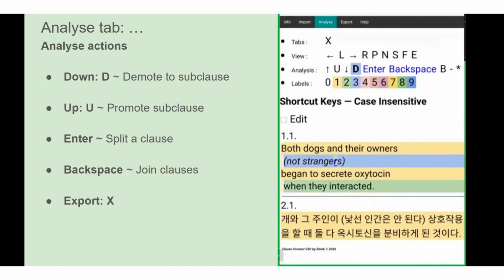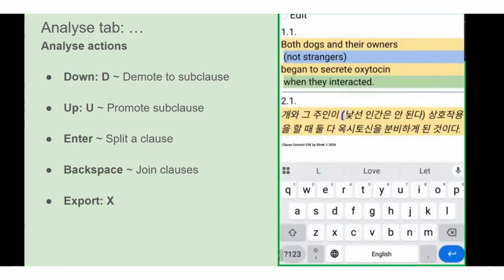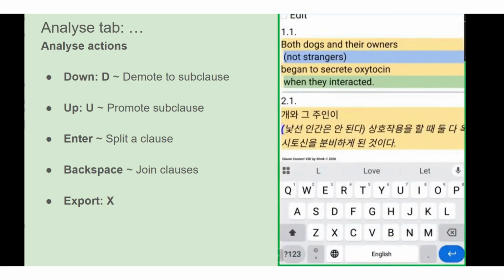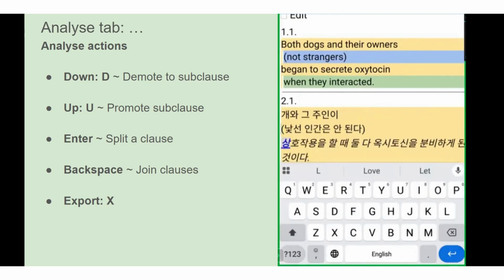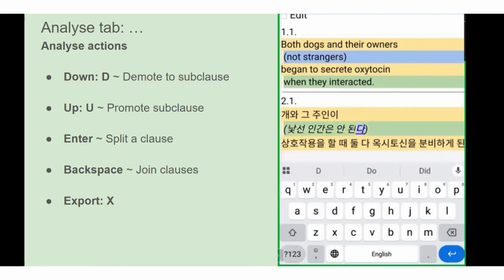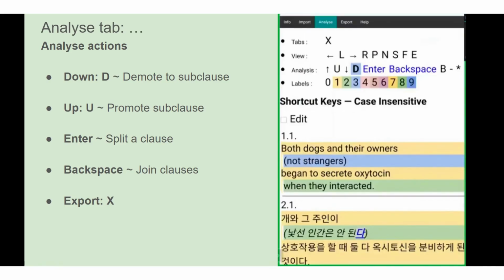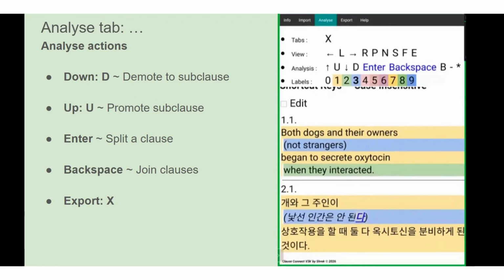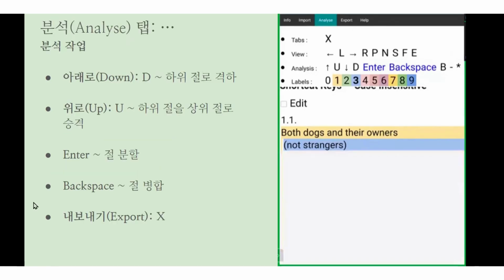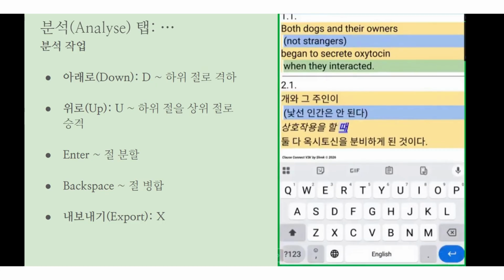So you can see here I've used a combination of those actions to split clauses and to demote the subclauses or sub-phrases. So here we have not strangers, okay, their owners are not strangers. And when they interacted, tells you when the oxytocin was secreted.